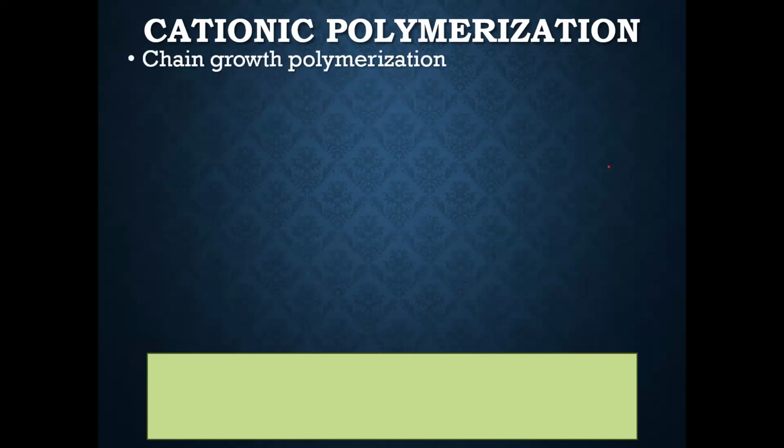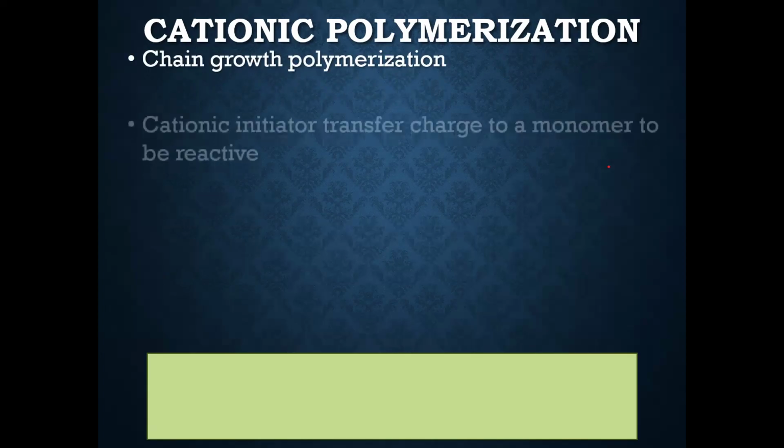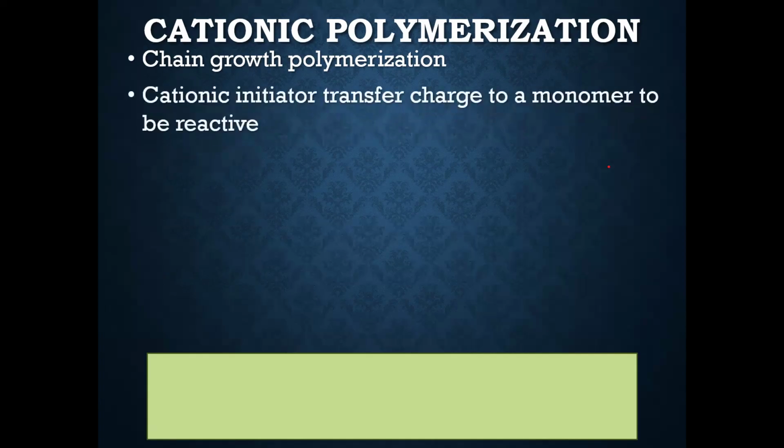So the cationic polymerization is one of the chain growth polymerization reactions. In that case, we will have a cationic initiator, which will transfer its positive charge to a monomer. And once a monomer becomes positive, it will be reactive and can attack more monomers to grow up the chain of the polymer.